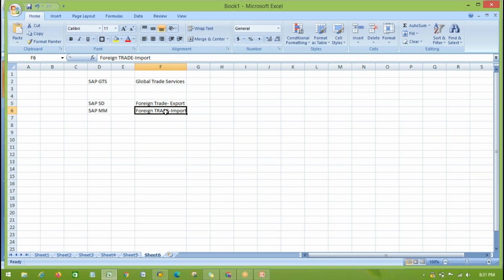But we cannot say that SAP GTS is a replacement of foreign trade export and foreign trade import, because even today we have foreign trade export and foreign trade import on our ECC side, right? But the difference is that so many things which are present in Global Trade Services are not available in foreign trade. We can say hardly 10 to 15% of the features are present in foreign trade. Remaining things are not supported by foreign trade.